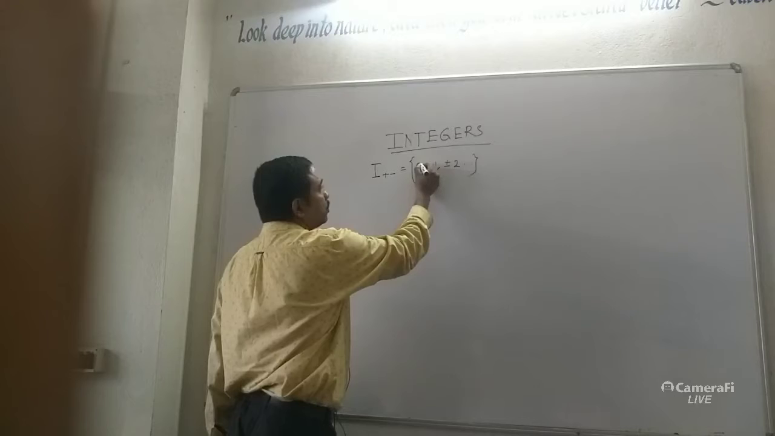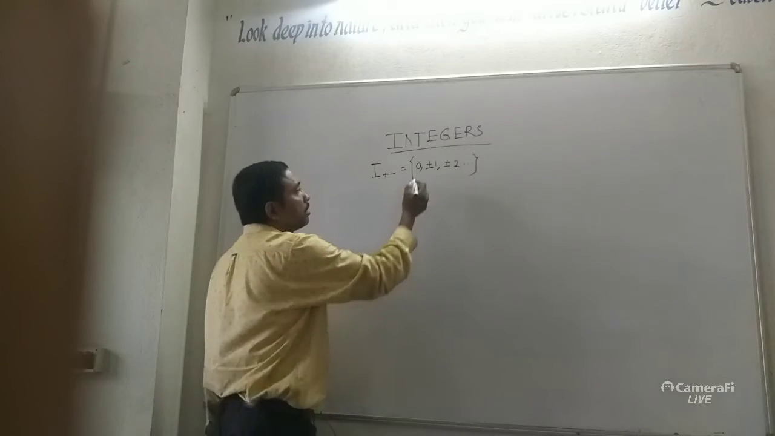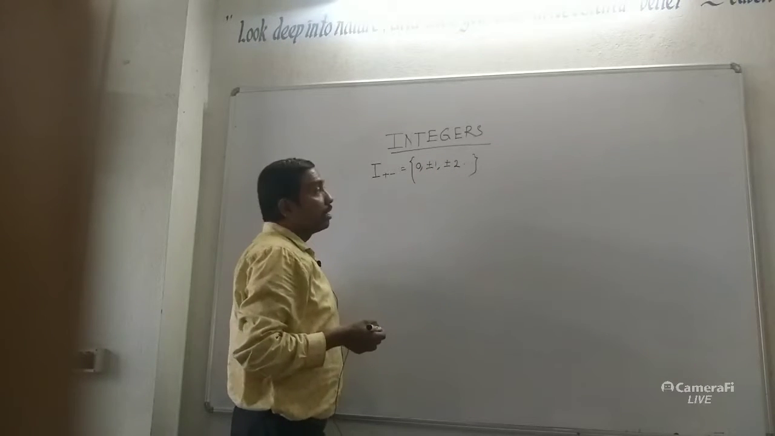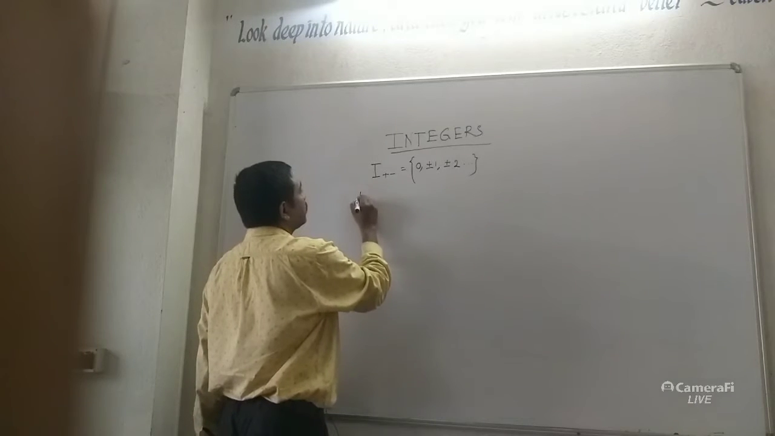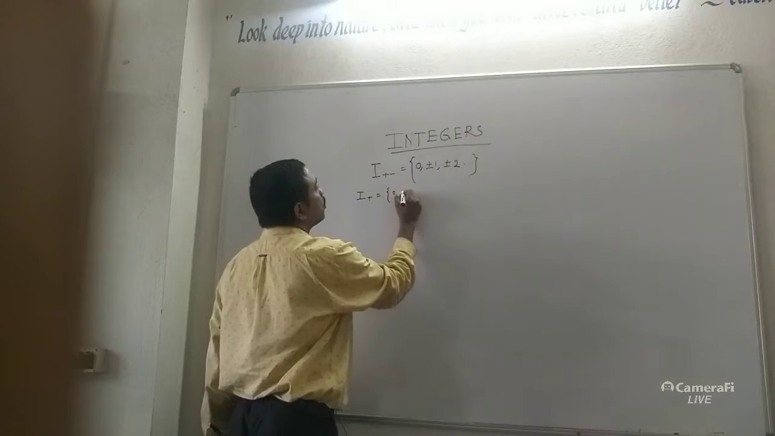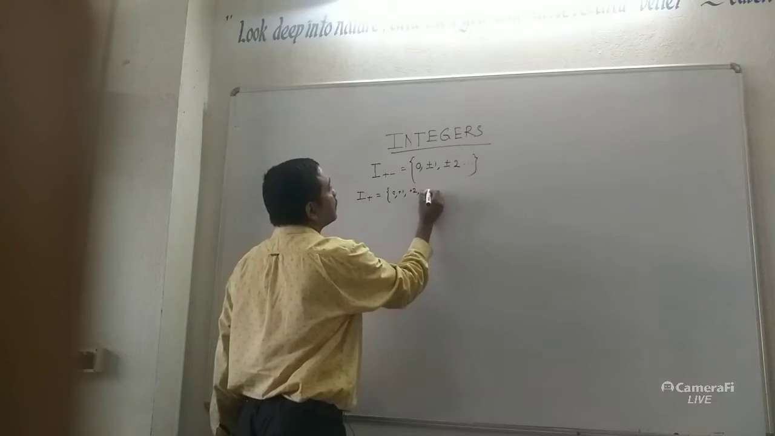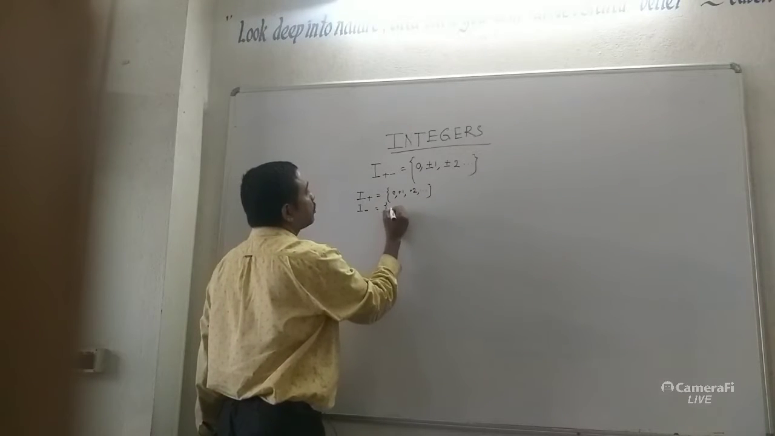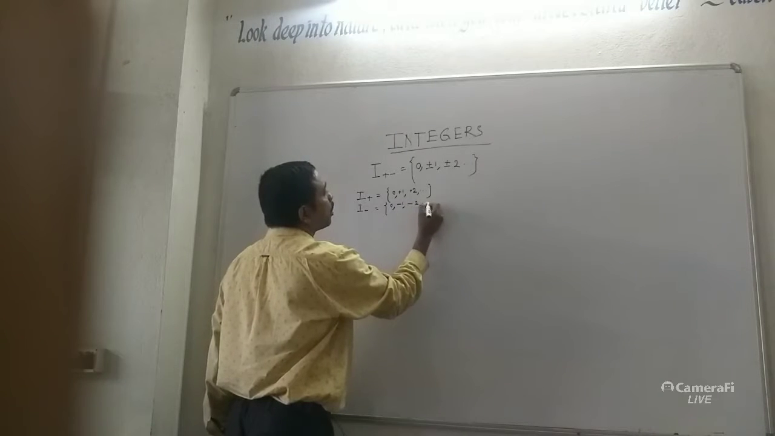Look here, 0 has no sign, which means it is a neutral integer. Now look, there is a plus sign of 1 and a minus sign of 1; integers are also positive and negative. If I write it with a plus, then what do you write? 0, 1, 2, all having the plus sign. And if you write it with a minus, then what do you write? 0, minus 1, minus 2, dot dot dot.